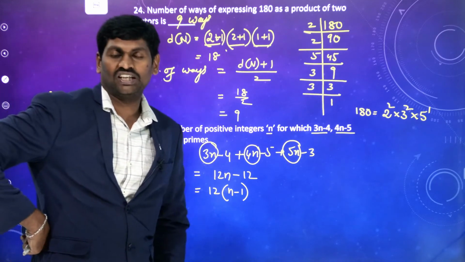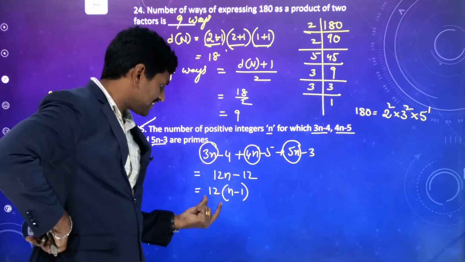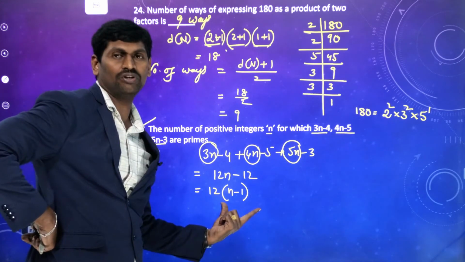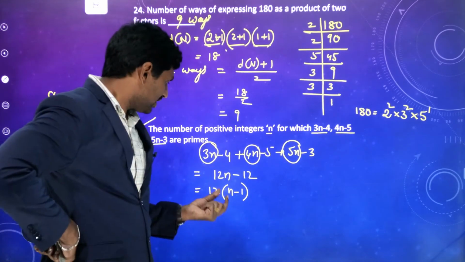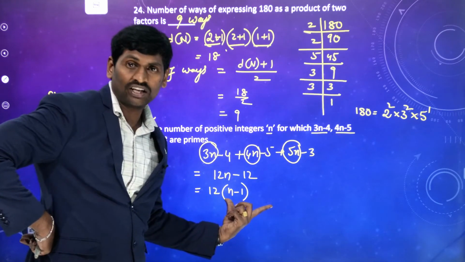Now here we got the clue. What is that? This number is expressed as 12 into something. 12 into n minus 1. We don't know n value. It can be 100, 200, 300, whatever it may be. We have to write it in the form of 12 into n minus 1.